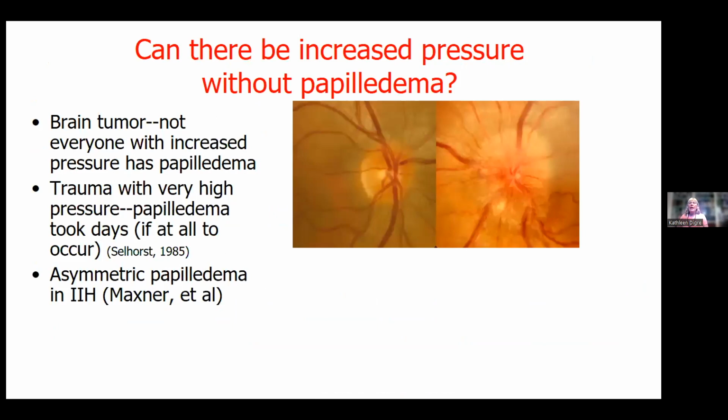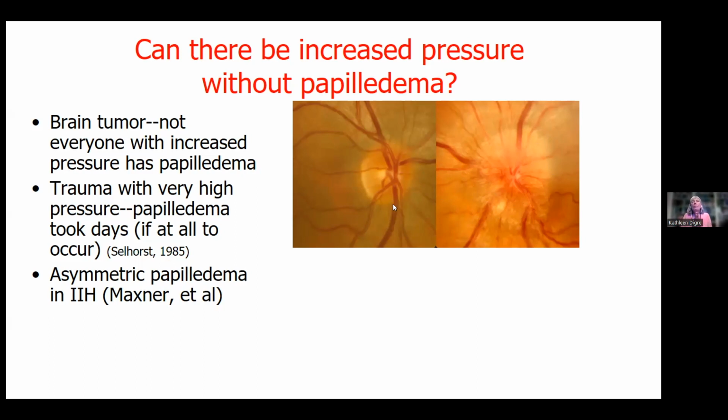Now, you might ask the question, can there be increased pressure without papilledema? So here on your right is a disc that is swollen, and on the left is the disc that is not swollen. Actually, this is in the same person. This is a person that we had seen who had increased intracranial pressure, but had only swelling of one disc. So not everybody gets papilledema with increased pressure.